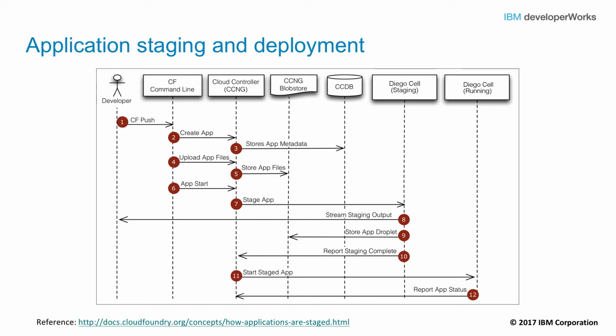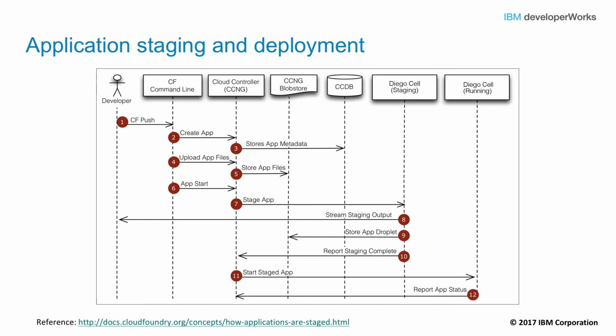The task packages the resulting staged application into a tarball called a droplet, and the Diego cell stores it in the blob store. The task also uploads the buildpack cache to the blob store for use the next time the application is staged. The Diego Bulletin Board System reports to the Cloud Controller that staging is complete. Staging must complete within 15 minutes or the staging is considered failed. Apps are given a minimum of 1 GB of memory to stage, even if the requested running memory is smaller.